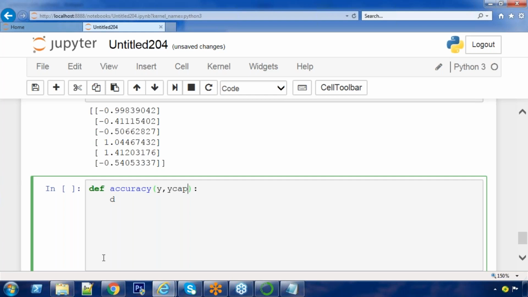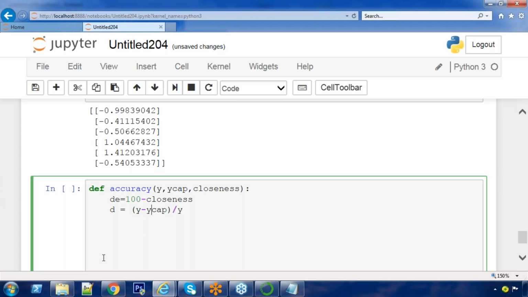Let's say the closeness expectation is 90. Then how much distance? 100 minus 90, which is 10. That means the distance expectation is 100 minus closeness. What is the distance formula? y minus y cap, divided by y.